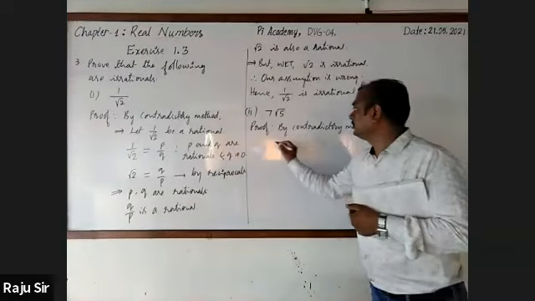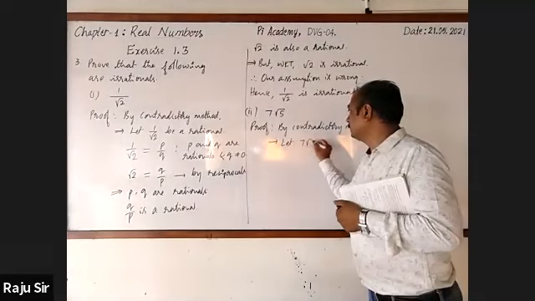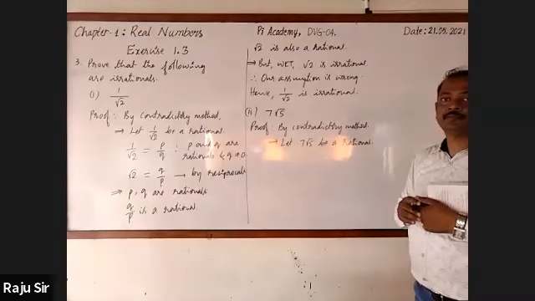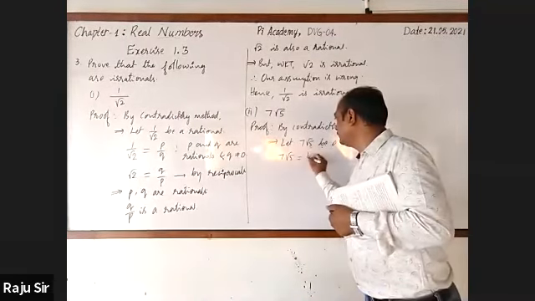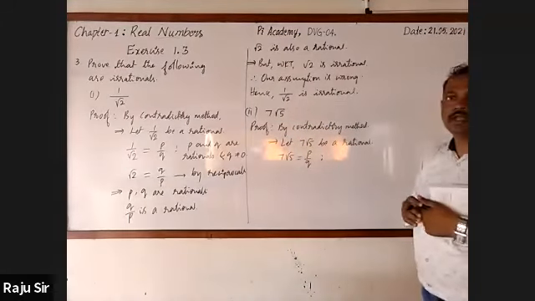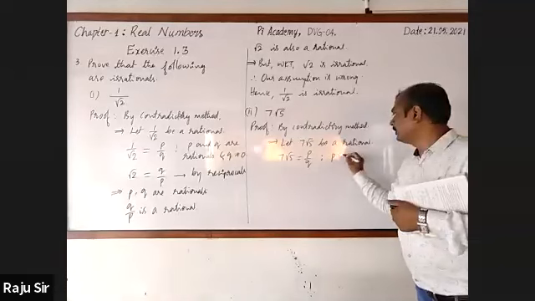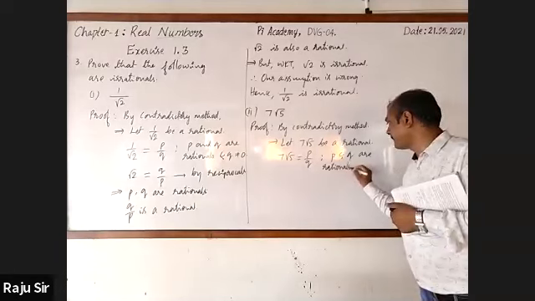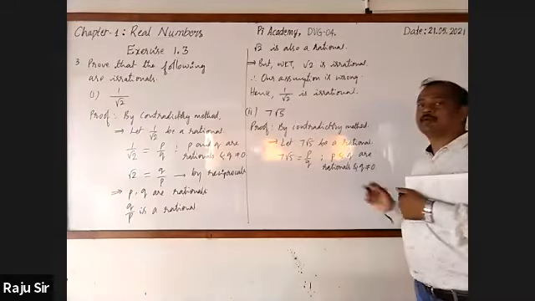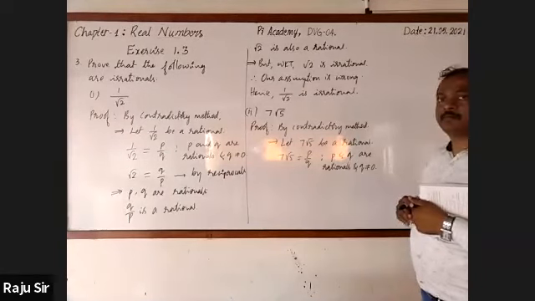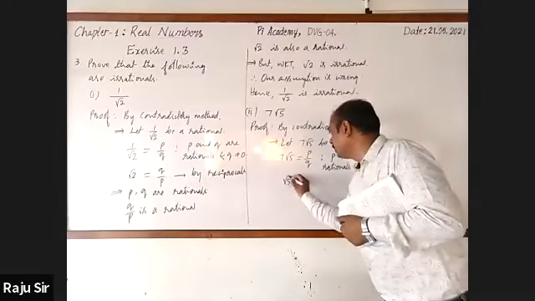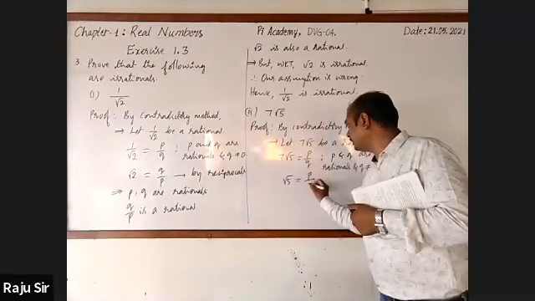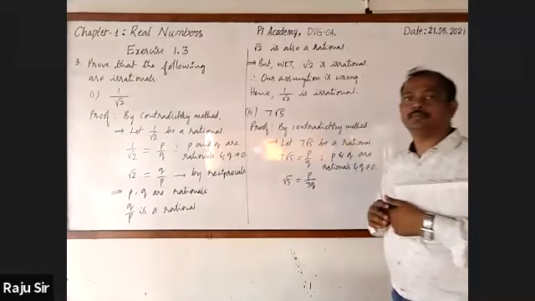By contradiction method, let 7 into root 5 be rational. Then 7 into root 5 is equal to p by q, as it is a rational number, where p and q are integers and q is not equal to 0. Let's solve for root 5. Root 5 is equal to p by q; transposing 7 to the denominator, it becomes 7q.